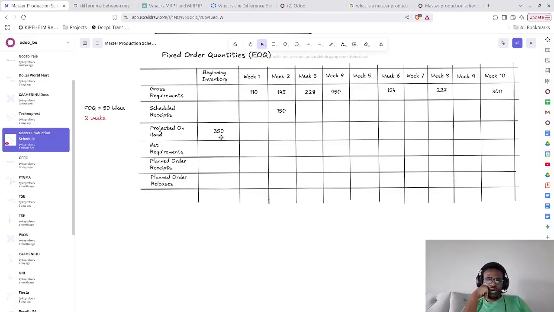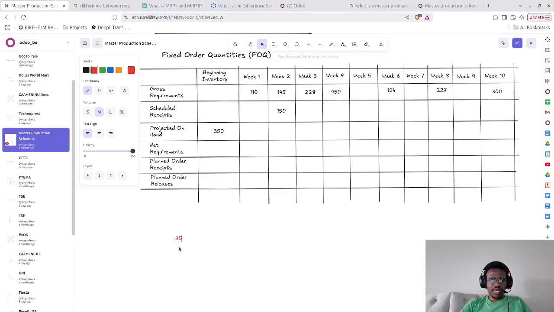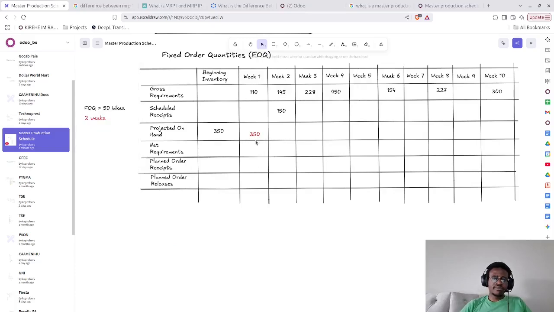So how do you go about this? In week 1, I'll just carry over my projected on hand, and that's 350 bicycles. Let me just type here. I'll take my 350 bicycles and write it in blue. But I need to supply 110. So when I supply 110, what do I remain with? 240, right? So going into week 2, I am going with 240, but I have also scheduled to receive 150.